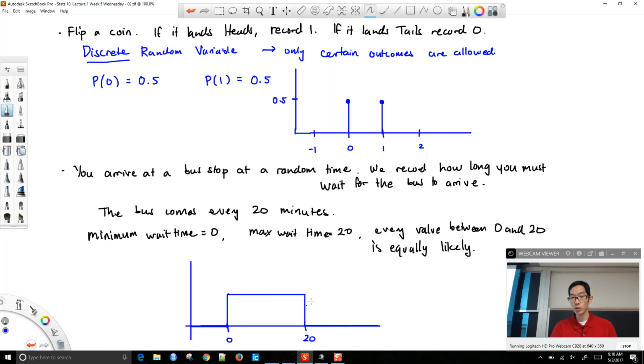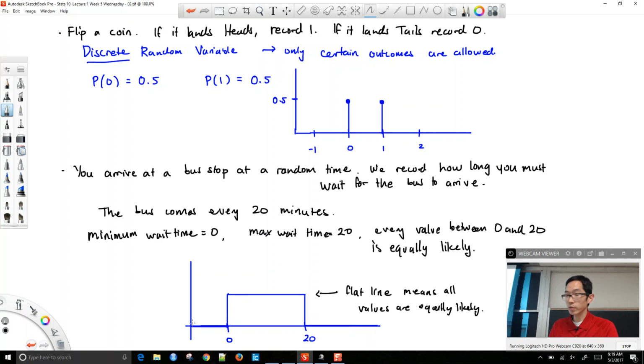And then between 0 and 20, this line is the same height. Okay, the flat line means all of these values are equally likely. Right. And so this is also a representation of the probability distribution.